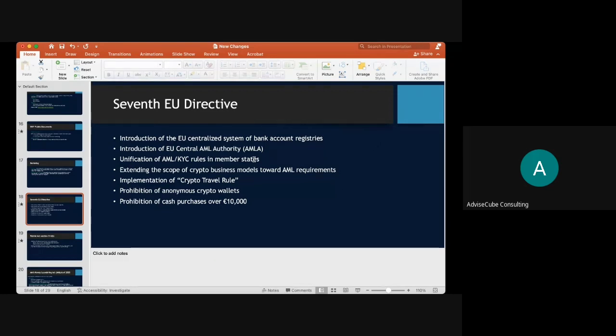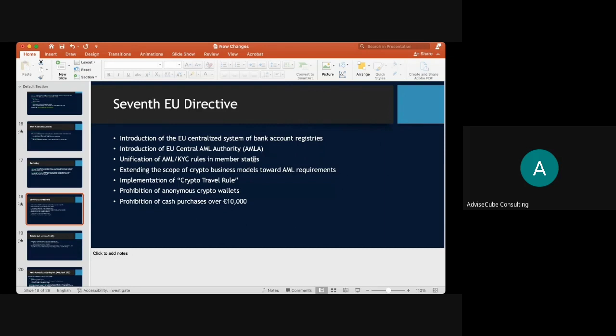Okay, extending the scope of crypto business models. Here again, as we all know, digital currencies are getting so much attention. So they are talking about virtual asset transfers being subject to similar AML CFT requirements as wire transfers. It means if you are doing any transfers, it is the same thing as a wire transfer. Whatever rules apply to wire transfers, the same rules apply to crypto transfers.